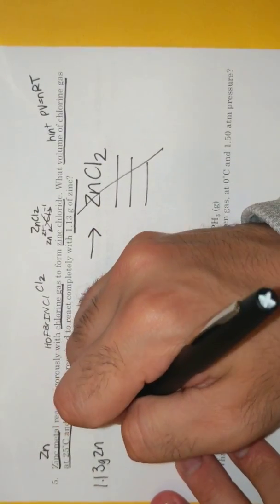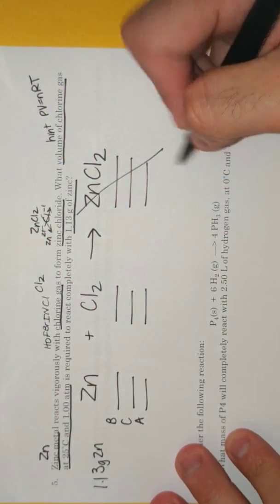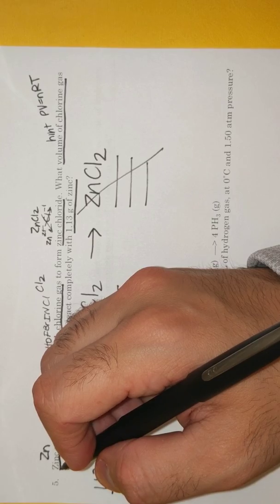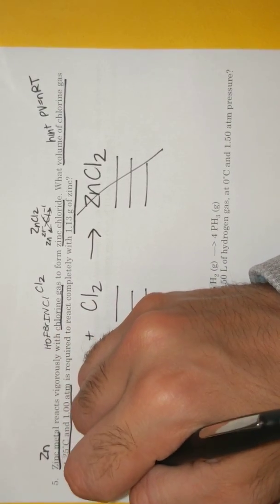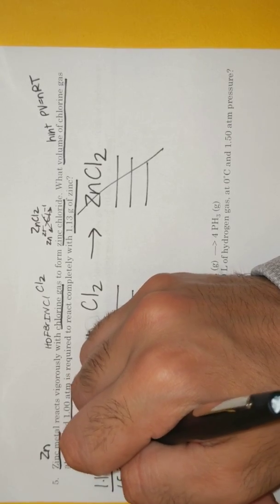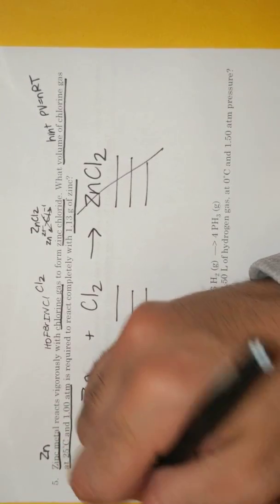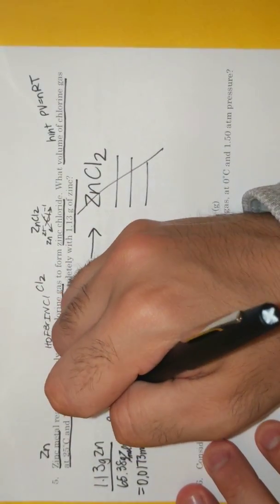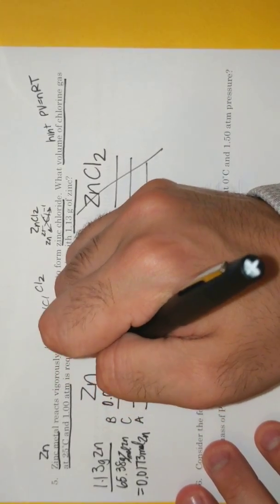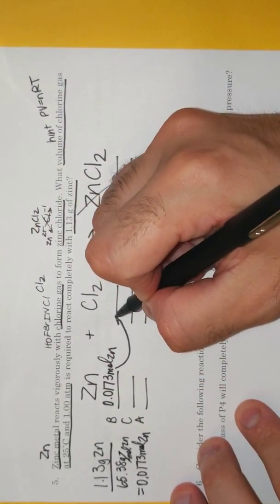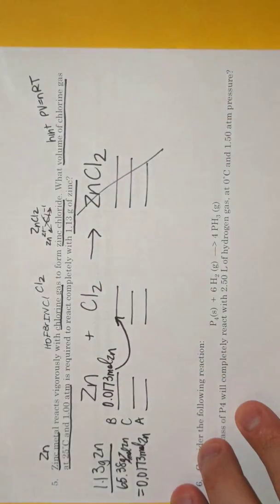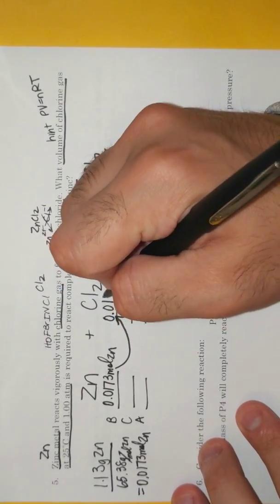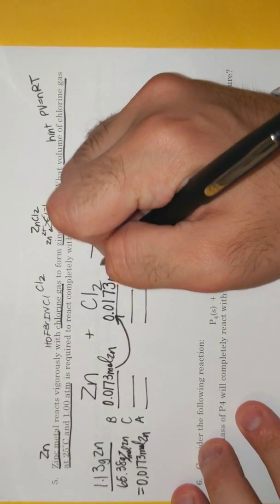Now remember, in the BCA table, I only use moles. So if I divide by the molar mass of zinc, which is 65.38 grams per mole of zinc, I get 0.0173 moles of zinc. And what's pretty nice here is that this is a 1-to-1 mole ratio. So I should also need 0.0173 moles of Cl2.